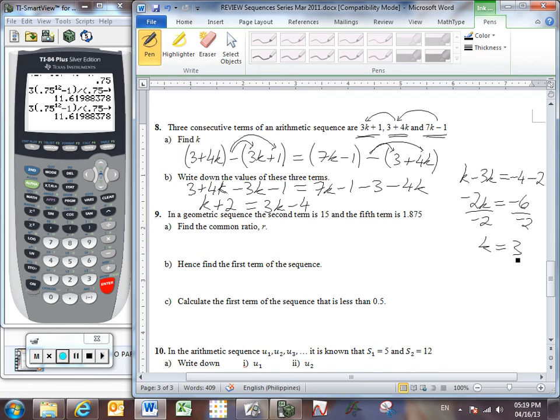So part B says write down the values of the three terms. Well, look, if k is 3, I've got 3 times 3 plus 1, that's 10. 3 plus 4 times 3, that's 3 plus 12, that equals 15. And the third term, 7 times 3, 21 minus 1 is 20. And look, they do form an arithmetic sequence, 10, 15, 20, where your common difference is 5, your first term is 10, etc. Alright, and we'll finish this worksheet off on the next video.